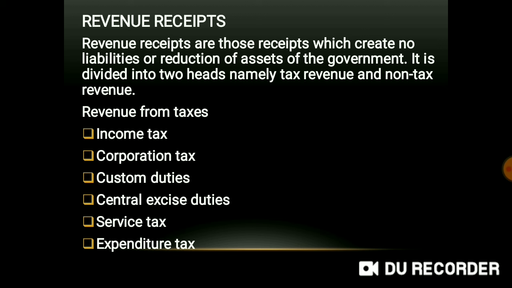The fourth one is the central excise duty, and excise duties are those taxes which are imposed on the production of the commodity. The fifth one is the service tax. Service taxes are those taxes which are imposed on the services provided by the hotels, provided by the banking and financial services, etc. And the last tax revenue is the expenditure tax. And expenditure taxes are those taxes imposed on the consumption of the commodity.